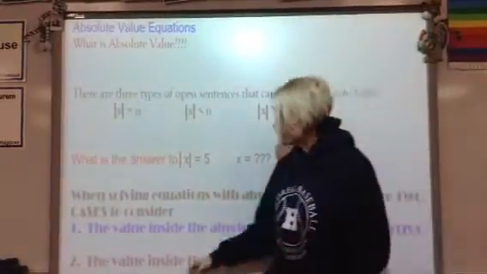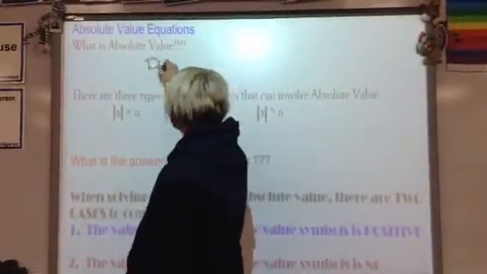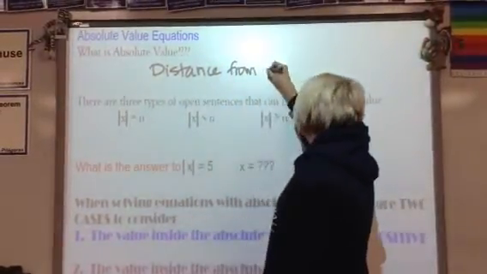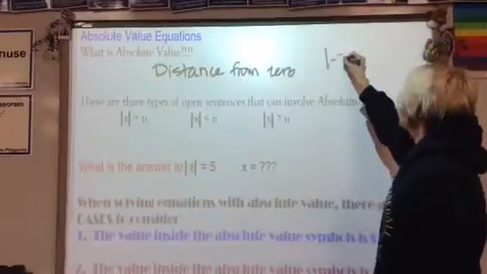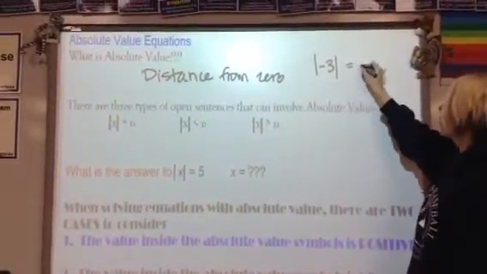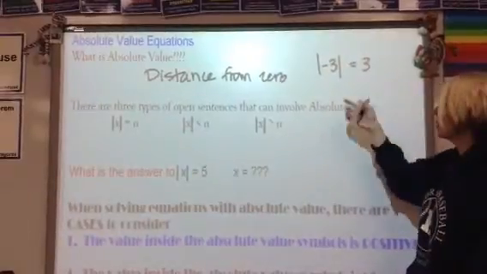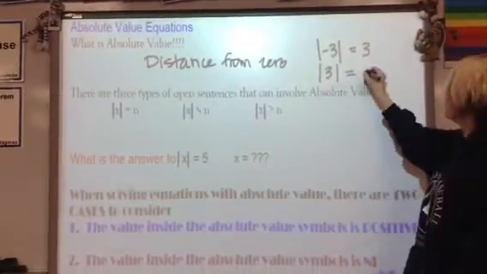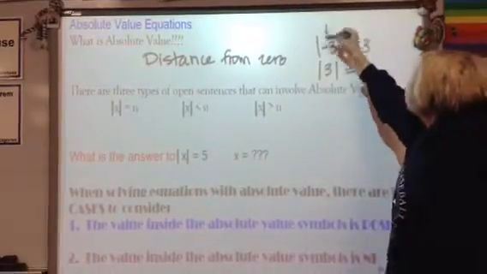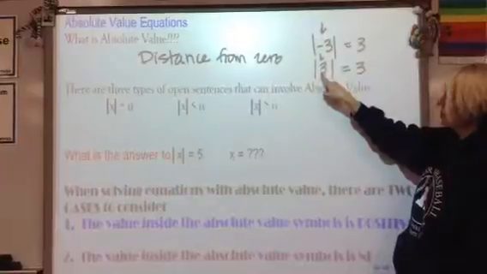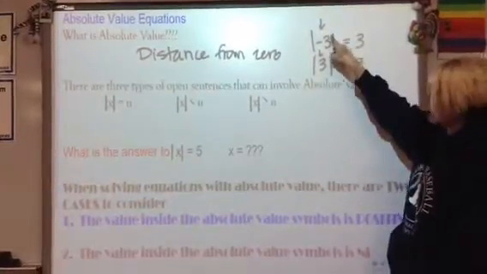So first of all, what is absolute value? If you remember, it's distance from zero. Just one real quick example here. The absolute value of -3: how far is -3 from 0? That would be 3. But if you'll also remember, the absolute value of 3 is also 3 steps from 0. So we can have two different possibilities of what can be inside. We have a positive case and we have a negative case.